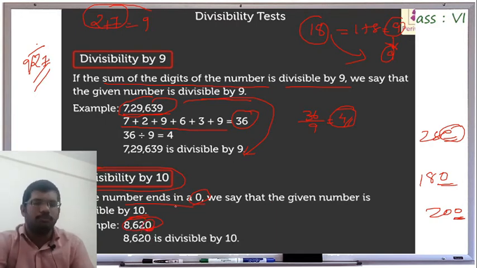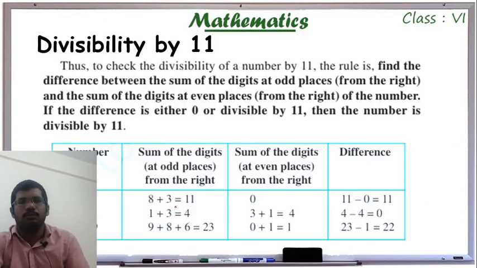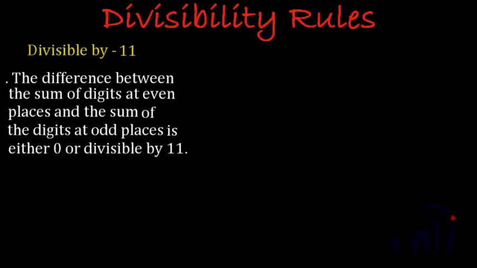It ends with 0. And one more, divisibility by 11. So last number. So don't be confused with these rules. Hi, so now we are going to learn the divisibility rule of 11. And this is also one of the very simple rules of divisibility. And here the rule is the difference between the sum of the digits at even places and the sum of the digits at odd places is either 0 or divisible by 11, right?